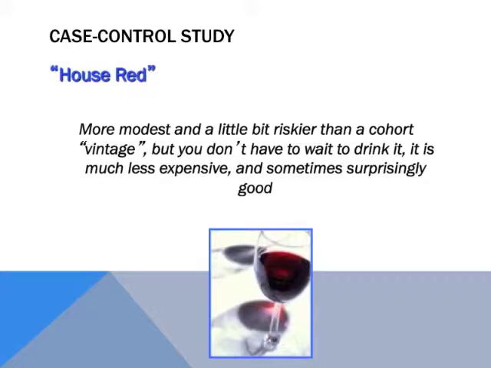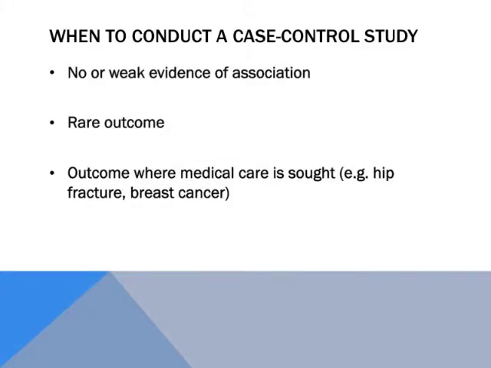An overview of the specific strengths and weaknesses of the design can be found on page 180 of the Merrill text, so for expediency, I won't repeat them here. It is appropriate to conduct a case control study when there is no or weak evidence supporting the exposure-outcome association of interest, when the outcome is rare, and for outcomes where medical care is sought.